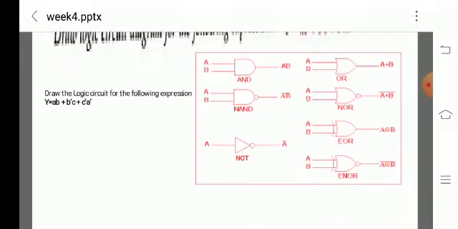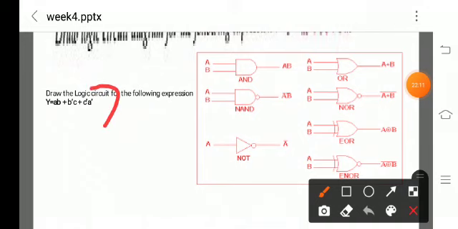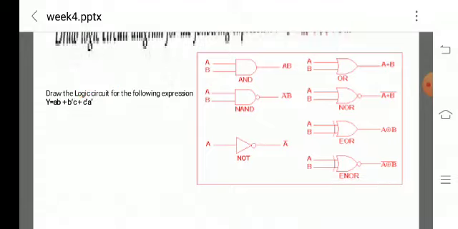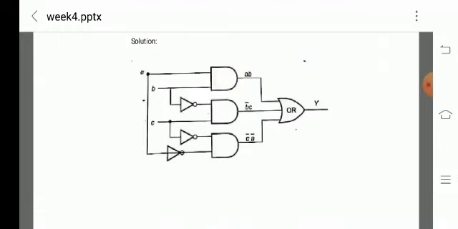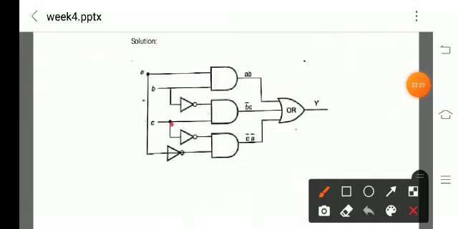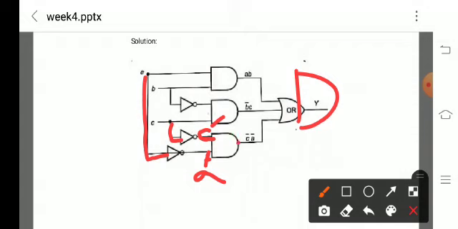Then the third one, C dash A. Finally you have to add everything. So C is here. If we give C into the NOT gate, it becomes C dash. Then for C dash A, if we give A into the NOT gate, it becomes A dash. So two inputs will go into the AND gate, which is the multiply symbol. When you come outside, it becomes C dash A.